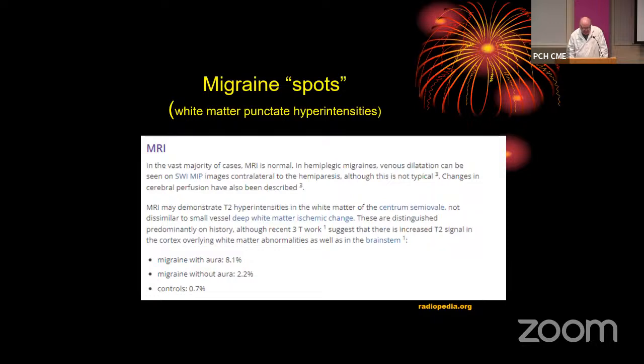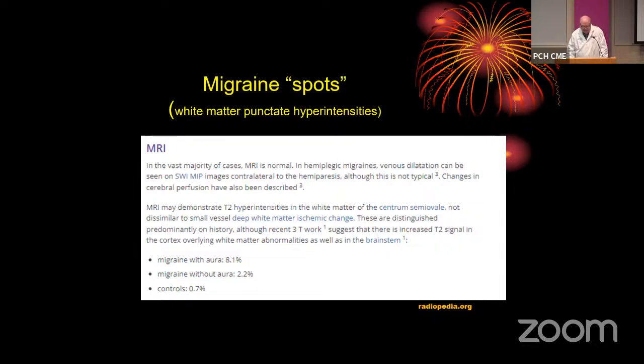Venous dilation can be seen on susceptibility weighted images, contralateral to the hemiparesis, although this is not typical. Changes in cerebral perfusion have also been described, and we'll come back to that. And MRI may demonstrate T2 hyperintensities in the white matter of the centrum semiovale, and they're not dissimilar to small vessel deep white matter ischemic changes.